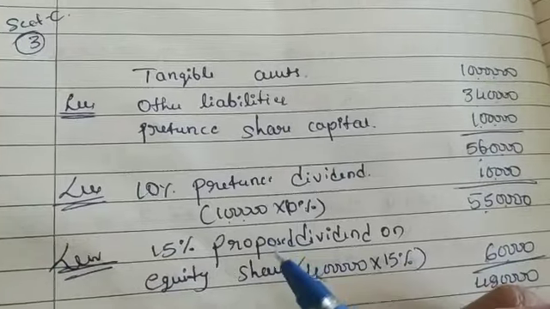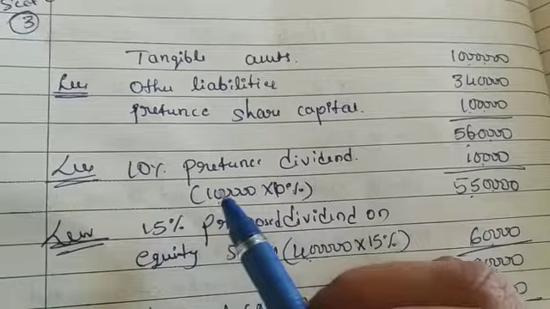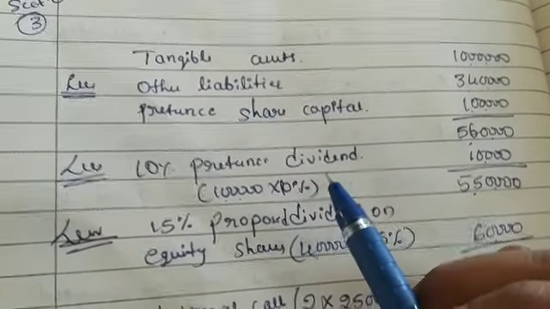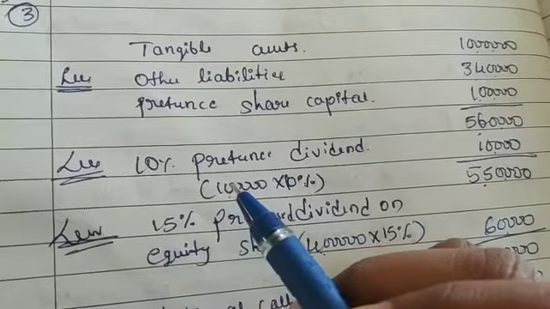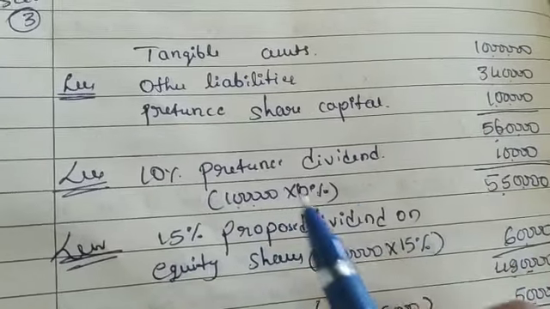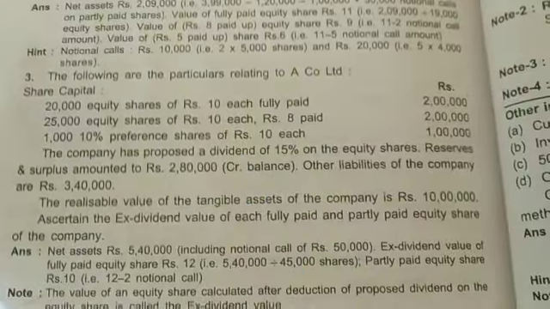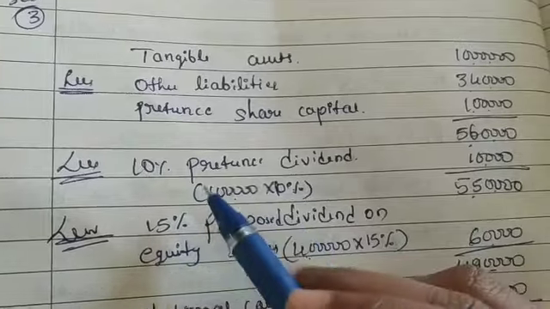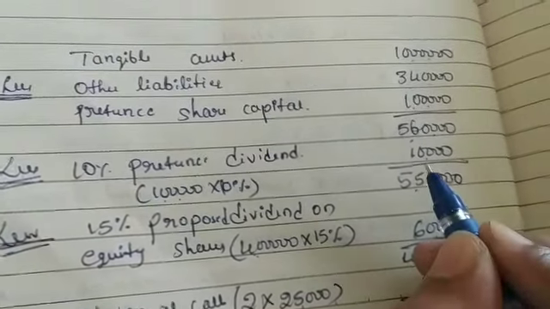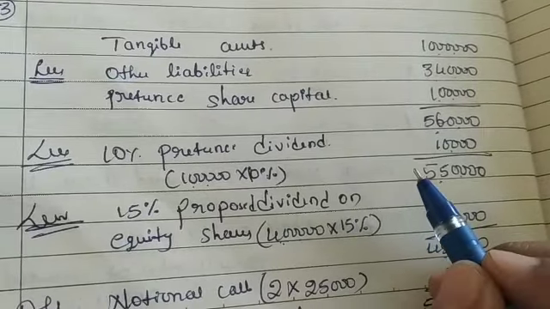Before deducting the proposed dividend, we first have to give preference to the preference share capital. So we first have to pay the preference shareholders' dividend. Less 10% preference dividend, because in the problem they have given 10% preference shares. On 1 lakh at 10%, that is 10,000.